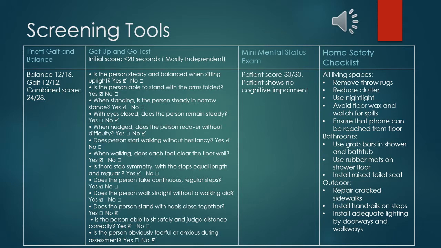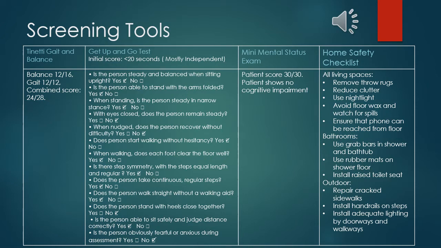The following screening tools were used to assess the patient: Tinetti gait and balance. Balance 12 out of 16, gait 12 out of 12, combined score 24 out of 28. Get up and go test, initial score less than 20 seconds, which is mostly independent. Follow-up score, the patient answered 9 out of 13 questions with yes. Mini mental status exam, patient scored 30 out of 30. Patient shows no cognitive impairment.